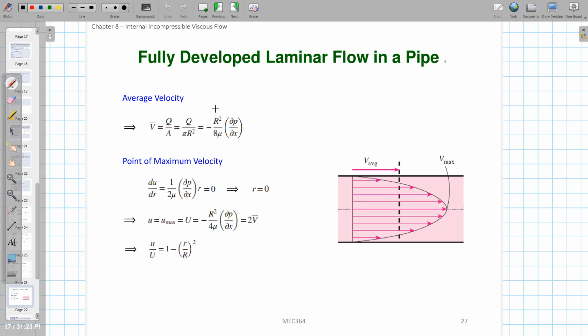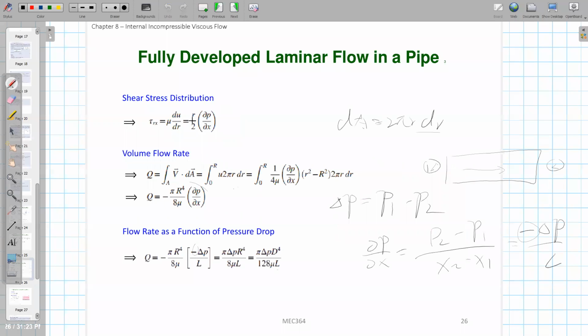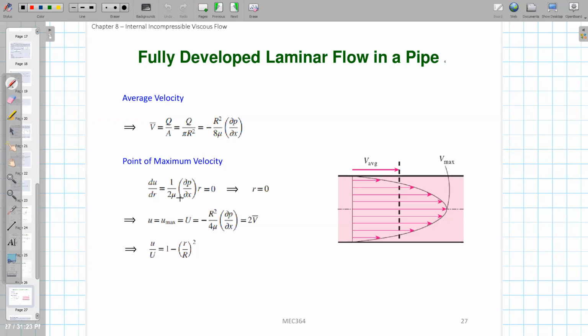Okay, and if we want to find where the velocity has its maximum value, because the velocity is a function of r, you just make du/dr equal to 0. You substitute the u profile into it, it will return this result, and make this 0. So it's telling us that r has to be equal to 0. So the maximum velocity happens at the center line.